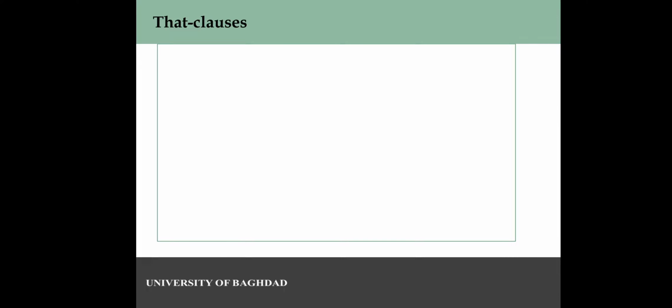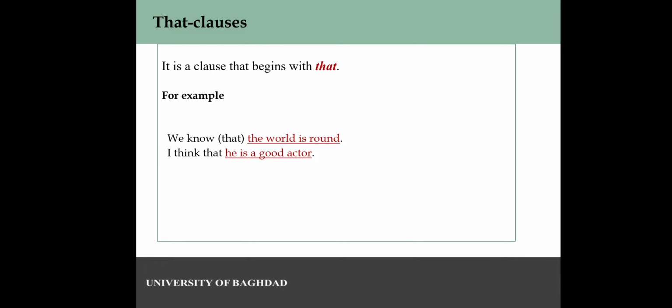Let's begin with the first one, that clauses. It is a clause that begins with that. So we use that to introduce that clauses. For example, we know that the world is round. I think that he is a good actor. So in these two sentences, we have the underlying noun clauses: the world is round and he is a good actor. Both are noun clauses preceded by the word that. And in the first one, that is optional. That's why it is used between brackets.